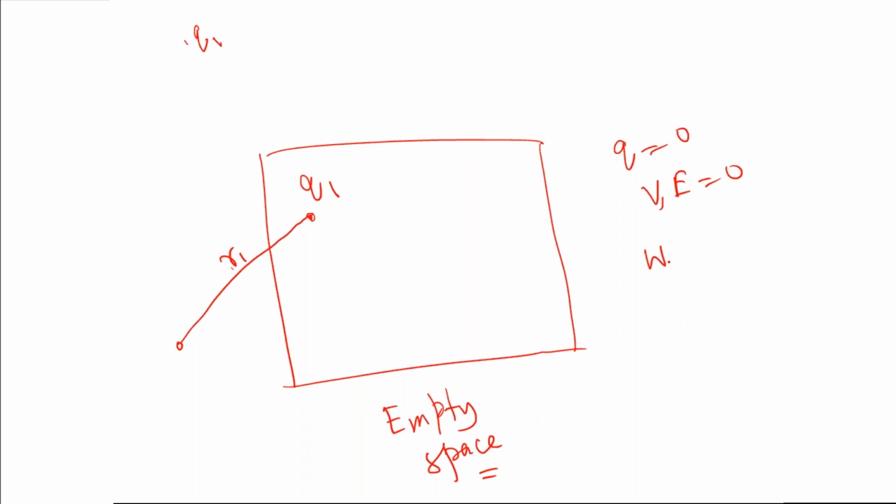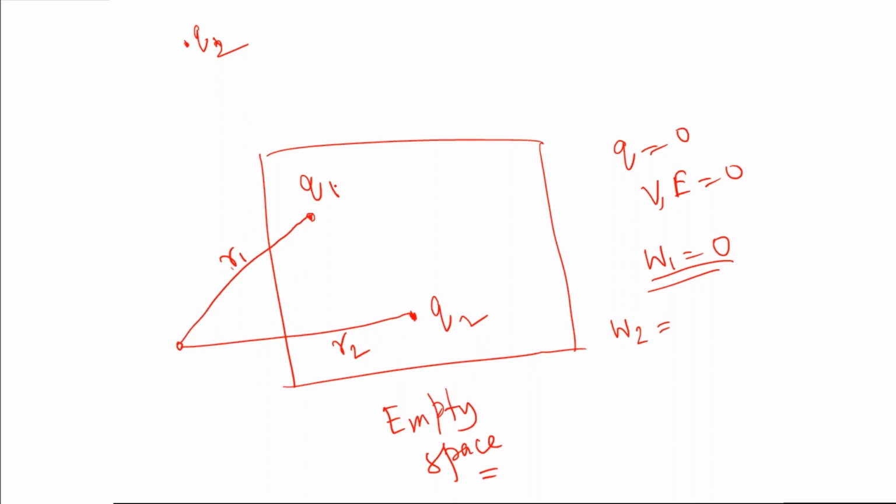Now see, I'll be bringing my second charge from infinity. Suppose this is infinity, according to our discussion. I'll be bringing the other charge, Q2, at this position, which is at distance R2 from the arbitrary origin. So when I bring this Q2 charge, can you tell me what will be the work done? I have to see whether there was an electric field at all or not. Already my Q1 charge is sitting over here.